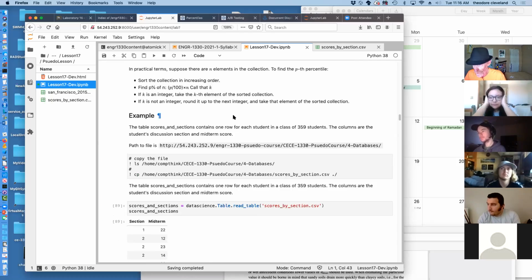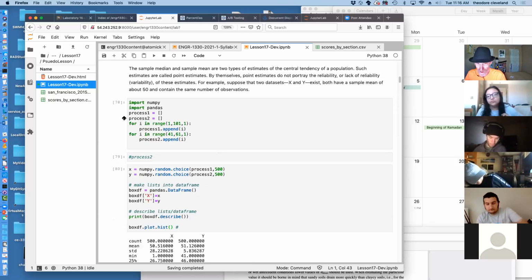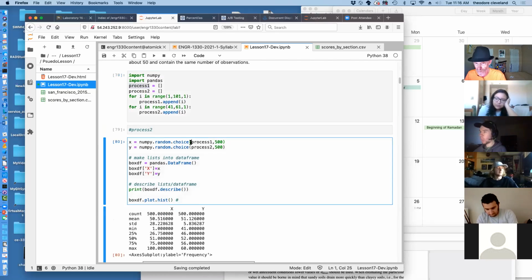So let me go back to the introductory part of the lesson. So process 1 and process 2 were my population. And then from process 1 and process 2, I sampled with replacement 500 times. So now my X value and my Y value represent samples of the population. In this particular case, those samples are larger than the entire population space.